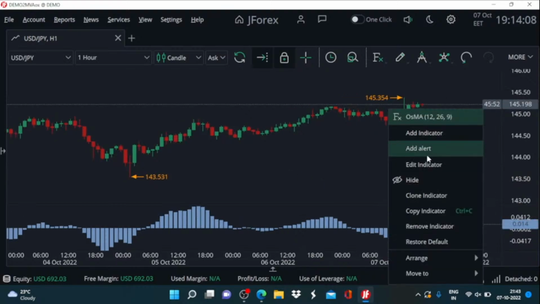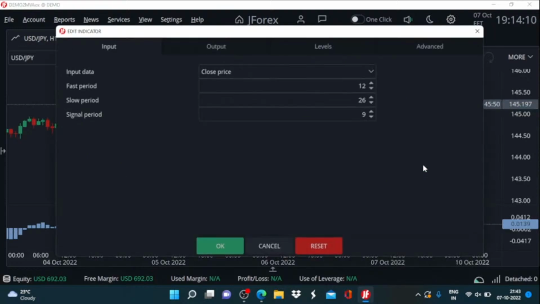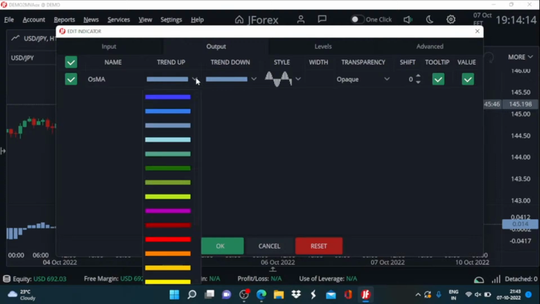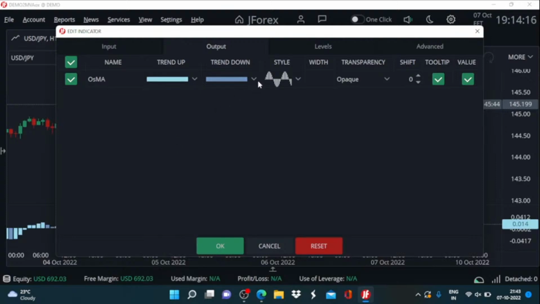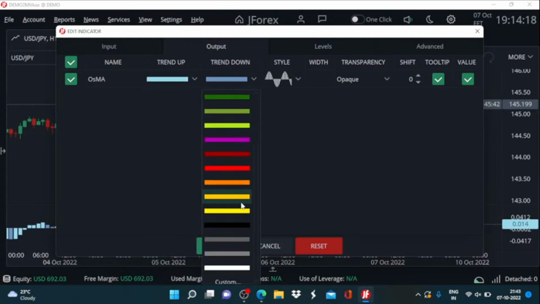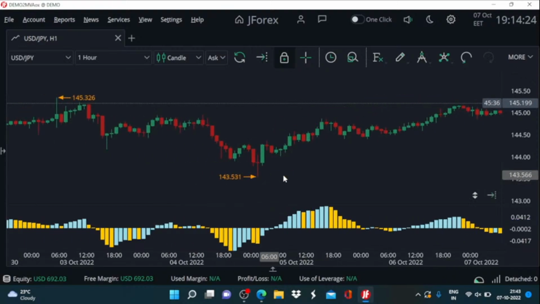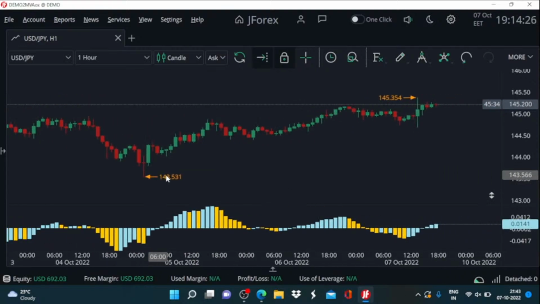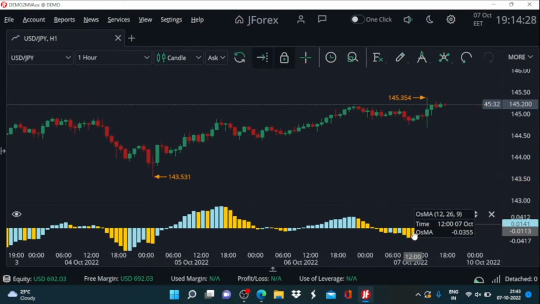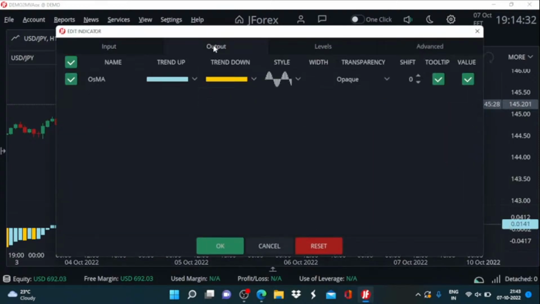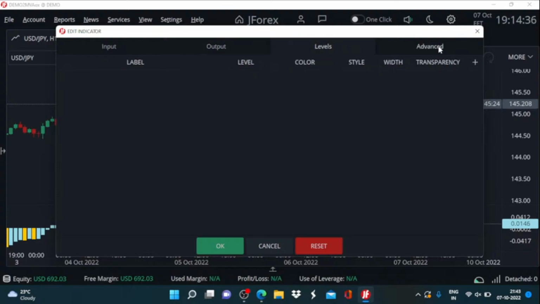Now we turn back our attention to other editing options. The output, you can go for different color combinations for the trend up and trend down output. So it becomes much easier to understand the reversals as and when they take place. So here it is looking a bit more stylish compared to the plain vanilla structure earlier. We don't really have any labels defined.